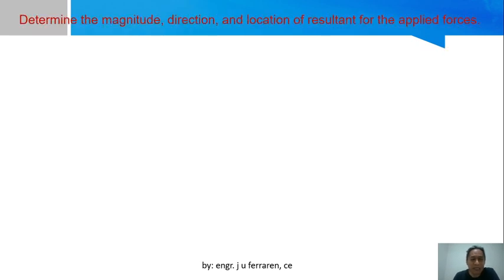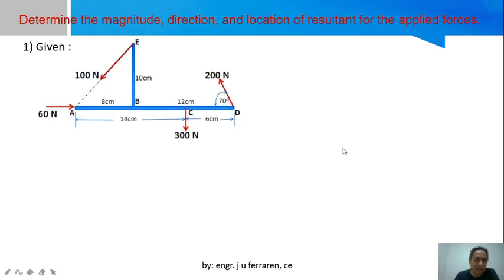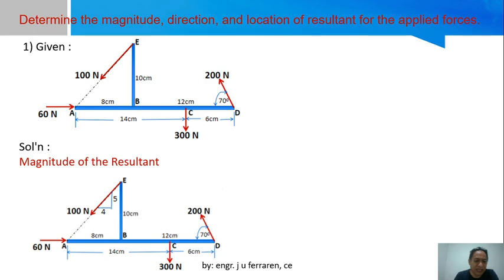Now, determine the magnitude, direction, and location of the resultant for the applied forces. Okay, so given a body acted on by several forces, these forces will intersect, but not at a common point, because this is a non-concurrent or general force system. Now, how to get the magnitude of the resultant? I have to start with the components, by taking the summation of forces, horizontal and vertical.